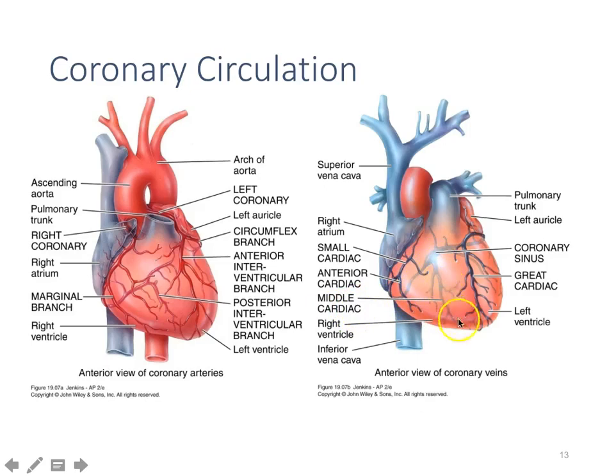All right, so down the back, we have the middle cardiac vein. In the back, the artery is the posterior interventricular branch. In the front, you have an anterior interventricular branch for the artery, and a great cardiac vein. In the back, you have a coronary sinus. And then as far as the arteries go, you have a marginal branch here on the right side, and then the circumflex branch on the left side.